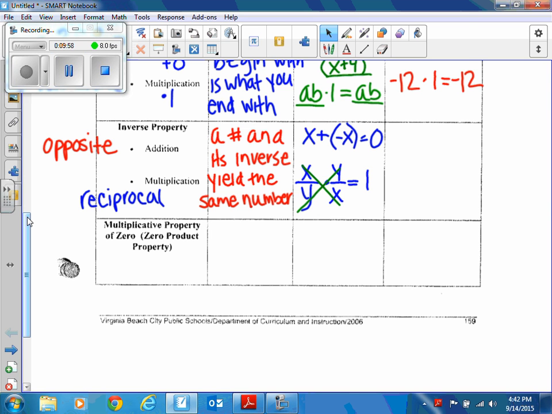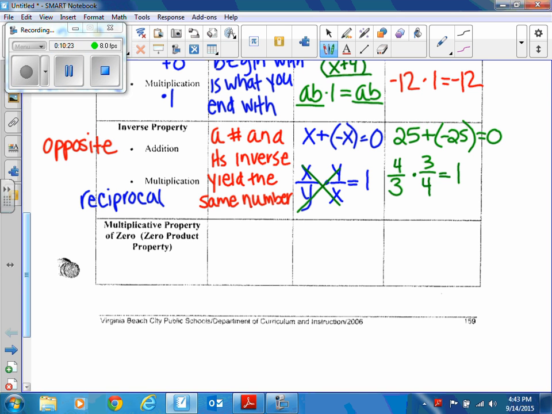And if we look at it with numbers, say you had 25 plus a negative 25, and we all know that's equal to 0. And if you have 4 over 3, you would multiply it by 3 over 4, and that would be equal to 1. So that right there is the inverse property. All right, moving right along.